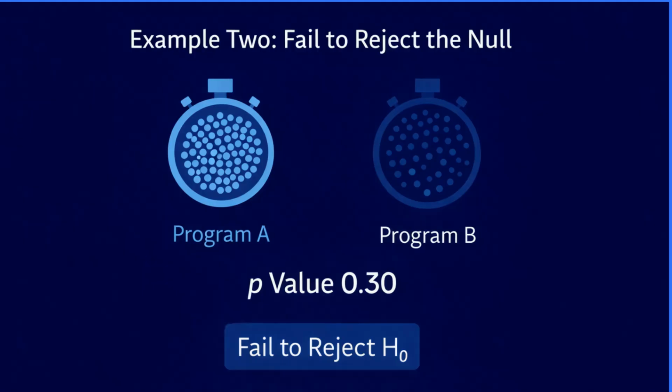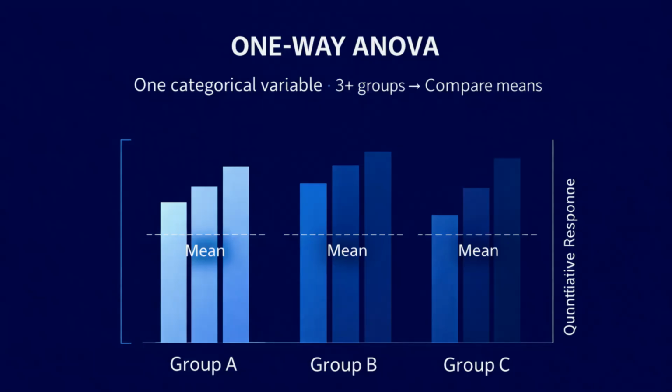Example 2 for a two-variance test showing fail to reject. Suppose we run a similar comparison, and the output reports a p-value of 0.30. Because 0.30 is greater than 0.05, we fail to reject the null hypothesis. We conclude that there is insufficient evidence that the population variances differ. Interpreted in words, the observed difference in spread could reasonably be explained by random sampling variation.